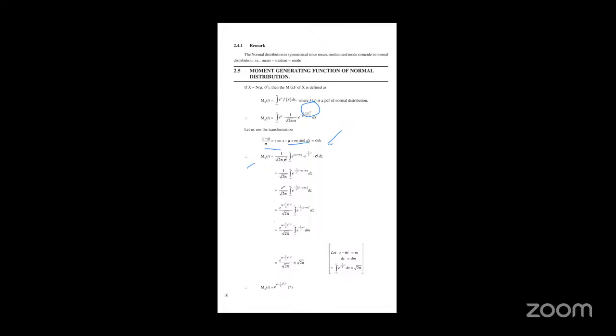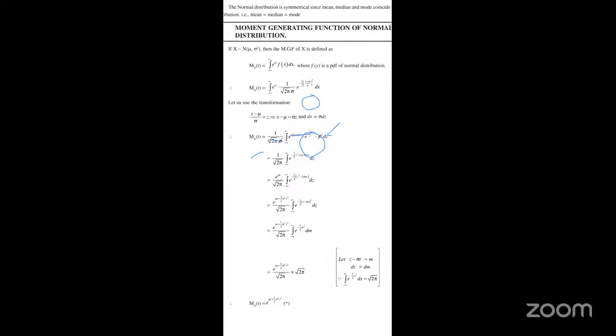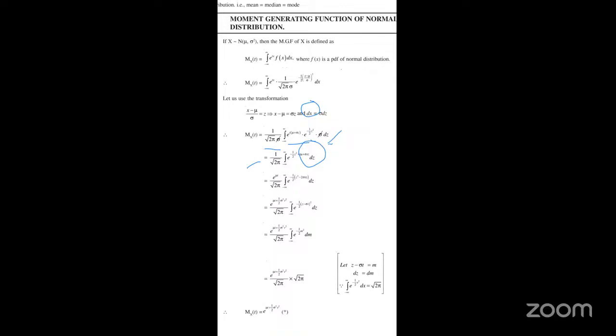So for this value I'm substituting this value in here. After substituting this value for easy calculations, for the easy calculations I am doing it like this. In the place of dx I am substituting sigma dz. This sigma can be cancelled, then it becomes 1 by root 2 pi integral from minus infinity to infinity e power minus 1 by 2 z square.